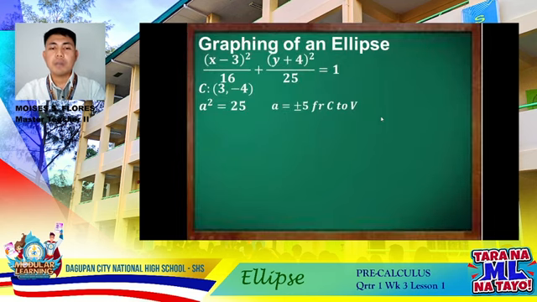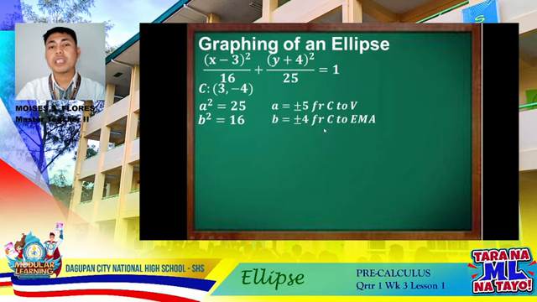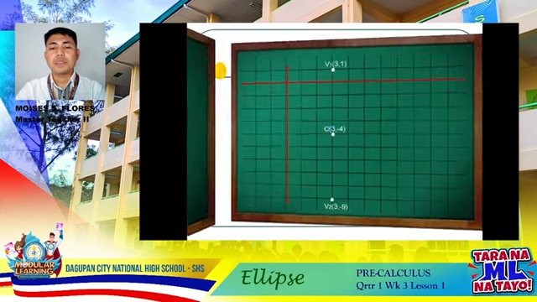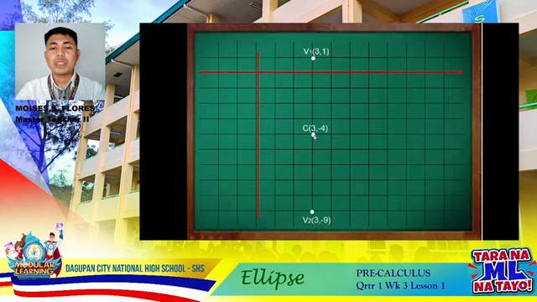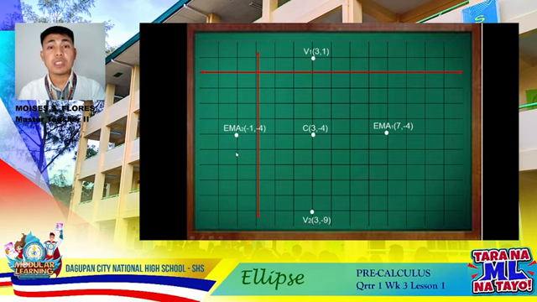After considering our major axis and our A, let's proceed with the minor axis, which is 16. Extract it. Our B now is positive or negative 4 from the center to your co-vertex. Let's show it. So again, 4 units: 1, 2, 3, 4. This is now one end of the minor axis. And of course, 4 units again: 1, 2, 3, 4. There you have another end of the minor axis.